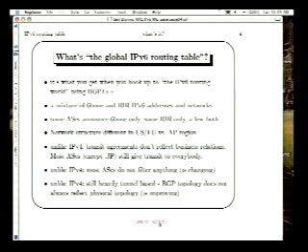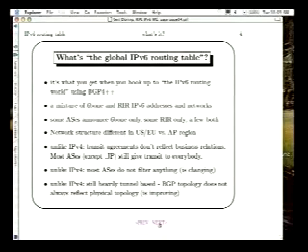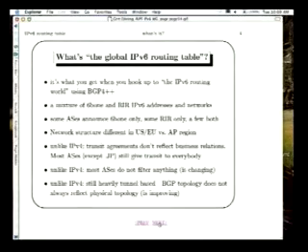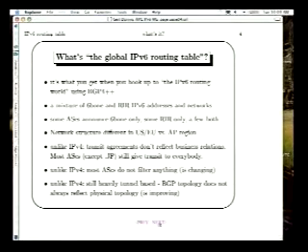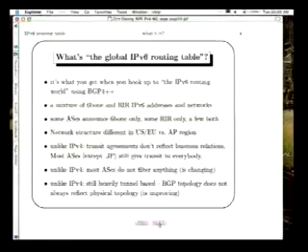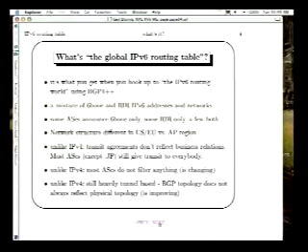So the v6 routing table contains a mixture of 6-bone address space, which is historical. And another comment about the 6-bone address space: since the last NANOG I was at, there have been a lot of discussions, and it looks like the regional registries are actually going to take over the allocation and maintenance of the 6-bone address space, which is a really neat thing.